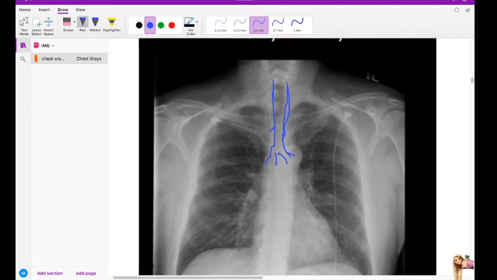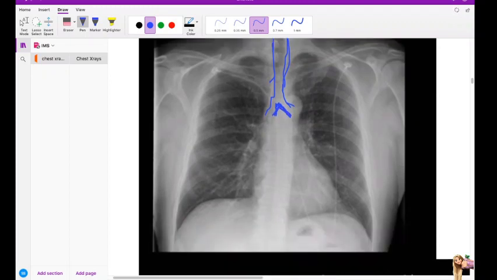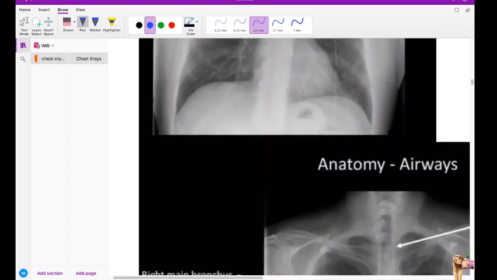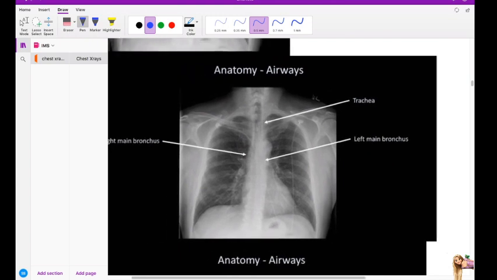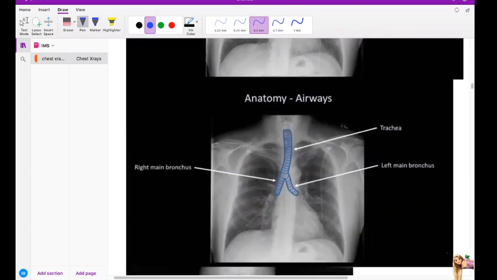So this is the trachea, this is the right bronchus, and this is the left bronchus. The bifurcation of the two bronchi is called the carina, and this is the carinal angle. The carinal angle is usually less than 90 degrees. If it's more than 90 degrees, then there's some pathology. It's marked over here, and the next one also is marked, so you can see those two things.